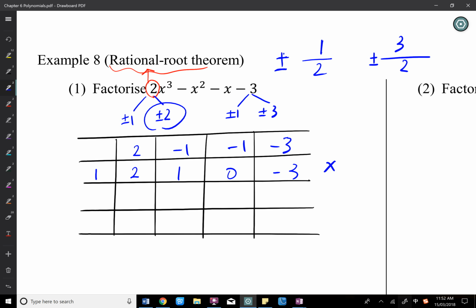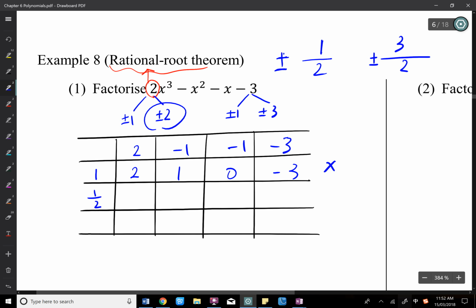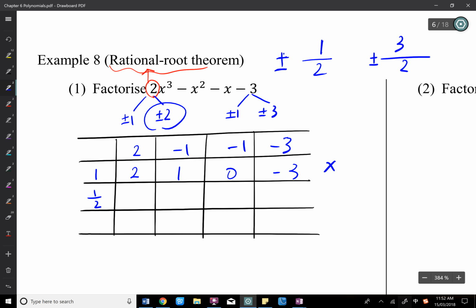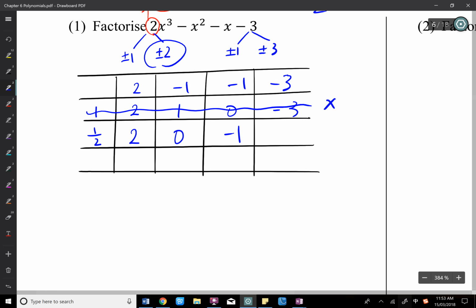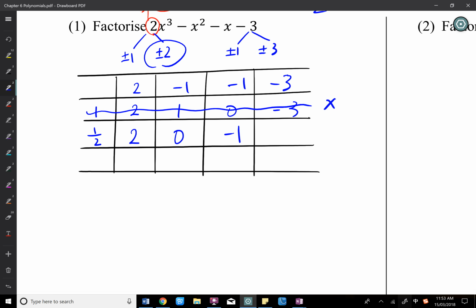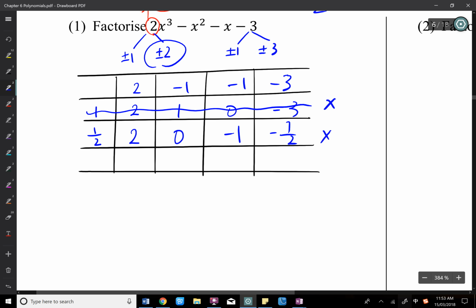Let's try 1 over 2. So if you try 1 over 2, this one doesn't work already, so I cross that out. I just randomly select one. I don't know which one works. So I put the 2 down, and 2 times a half gives you 1. 1 minus 1 is 0. And then that's minus 1. And you can see that's not working, because minus 1 times half gives you negative half, and then plus the negative 3 is negative 7 over 2. This one doesn't work.